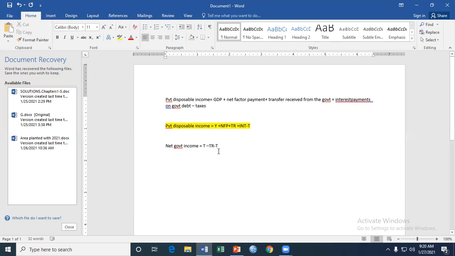T is taxes, TR is transfer payments, and INT is interest payment on government debt. I hope this is clear to you.